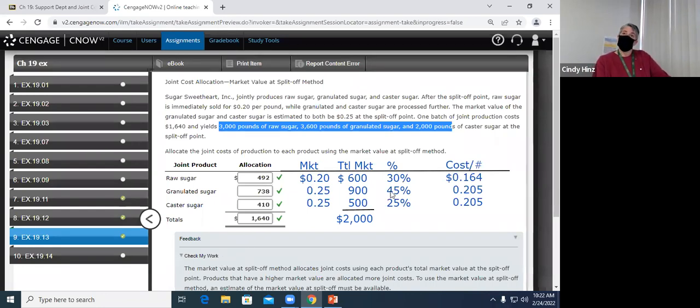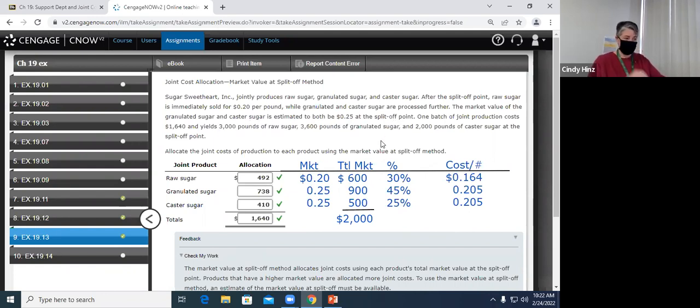One more question. Just how do we get the total market value? Yeah. So the question in the classroom was, how do we get the total market value? So we were told here in the exercise that at the split off point, raw sugar can be sold for 20 cents a pound. But they estimate the value of the granulated and castor sugar to be 25 cents per pound at that split off point. So that's where the unit market value came from. It was given to us.